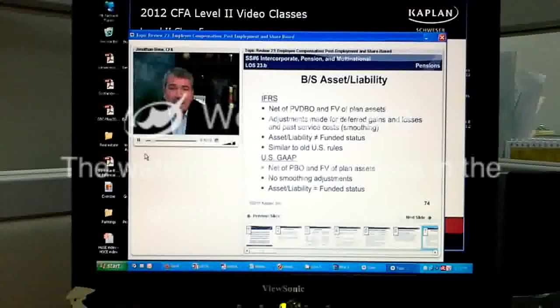Now, US GAAP has recently changed a few years ago. The key difference is the balance sheet asset or liability under US GAAP does equal funded status, so they don't make the smoothing adjustments. What we're going to actually see under US GAAP is they do all the accounting exactly the same as IFRS. They get to the end of that and say, oh, our asset or liability doesn't equal funded status. They then force the asset or liability to funded status.